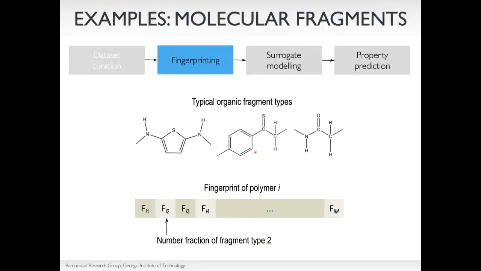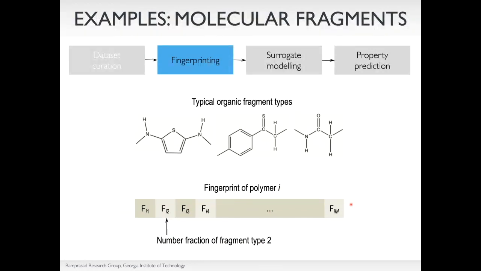So maybe that's type 2. So you find out how many times this particular fragment occurs in that polymer I. Then you put that there. So that's your fingerprint component. Likewise, you populate this vector. This is another way of converting a polymer to a vector.